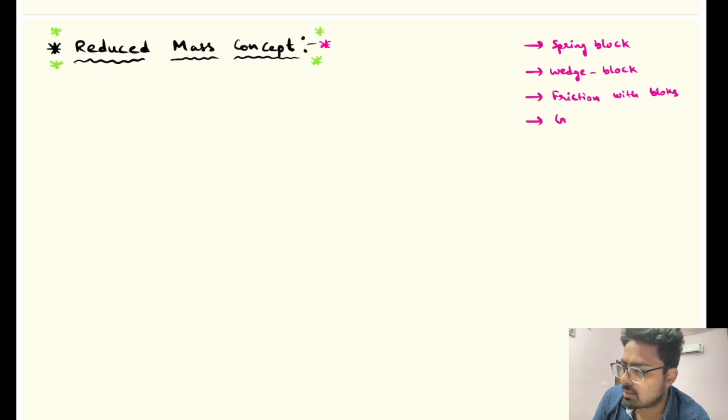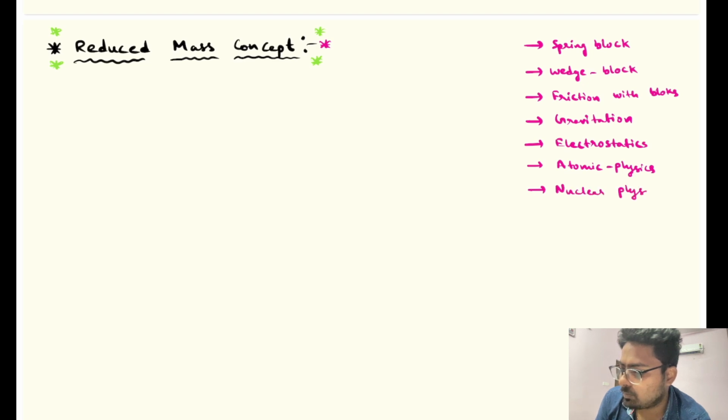Then gravitation, you can use this in gravitation, and electrostatics. Also I can use this in atomic physics, and also in nuclear physics. So basically this single concept can single-handedly help us solve the standard models or very important questions based on all these topics.